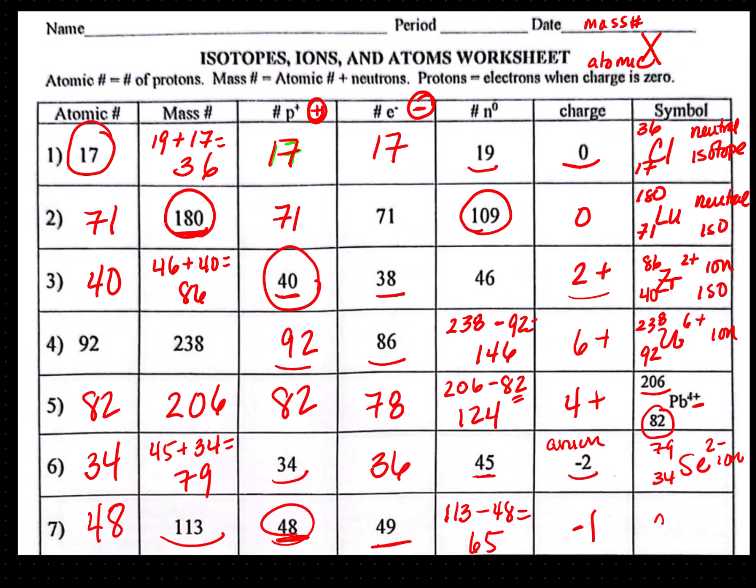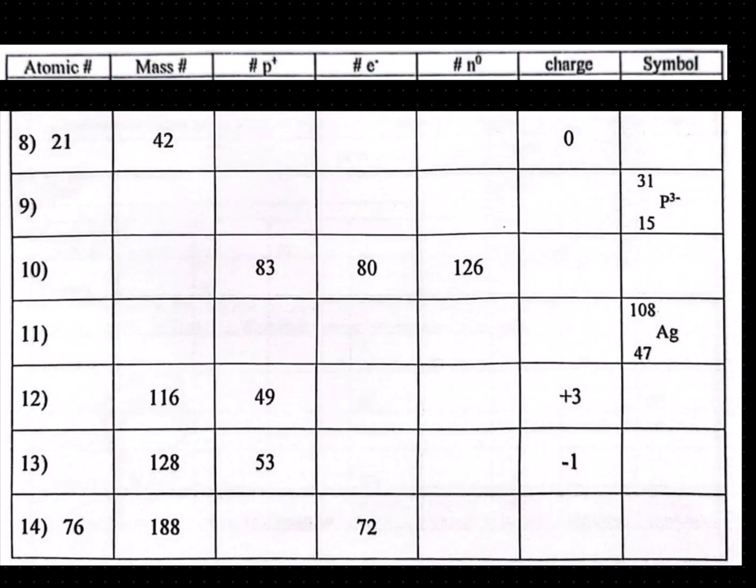48 on the periodic table is cadmium, Cd. It has a charge of -1. Its mass number is 113. Its atomic number is 48. This is an ion. That is an isotope because the mass numbers do not match.